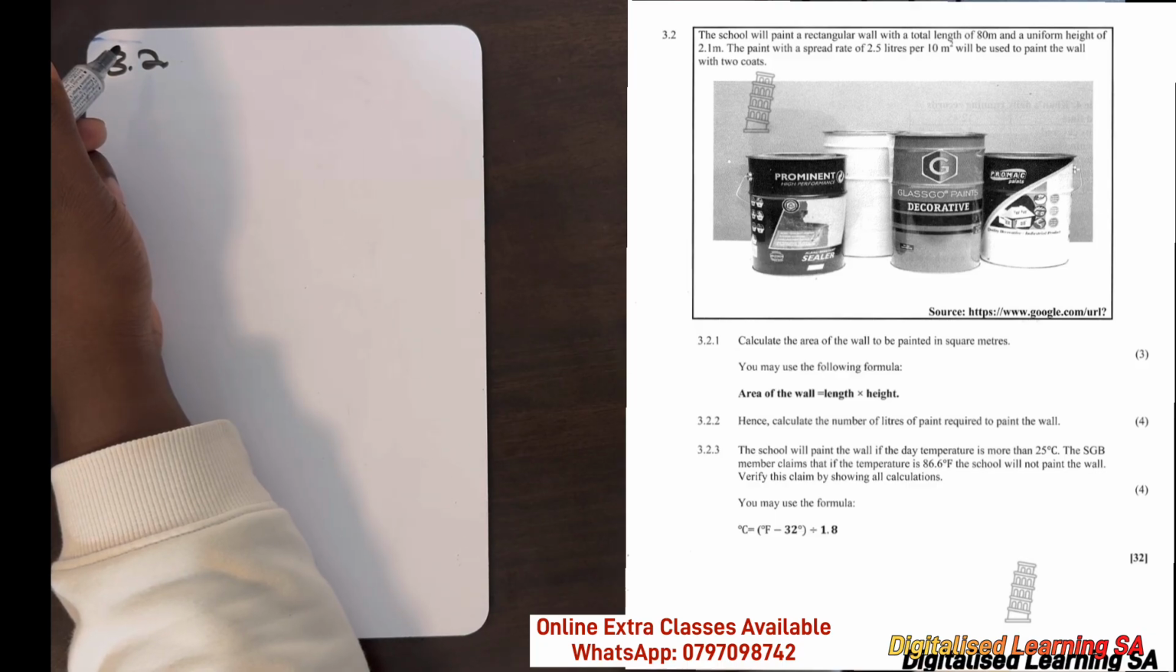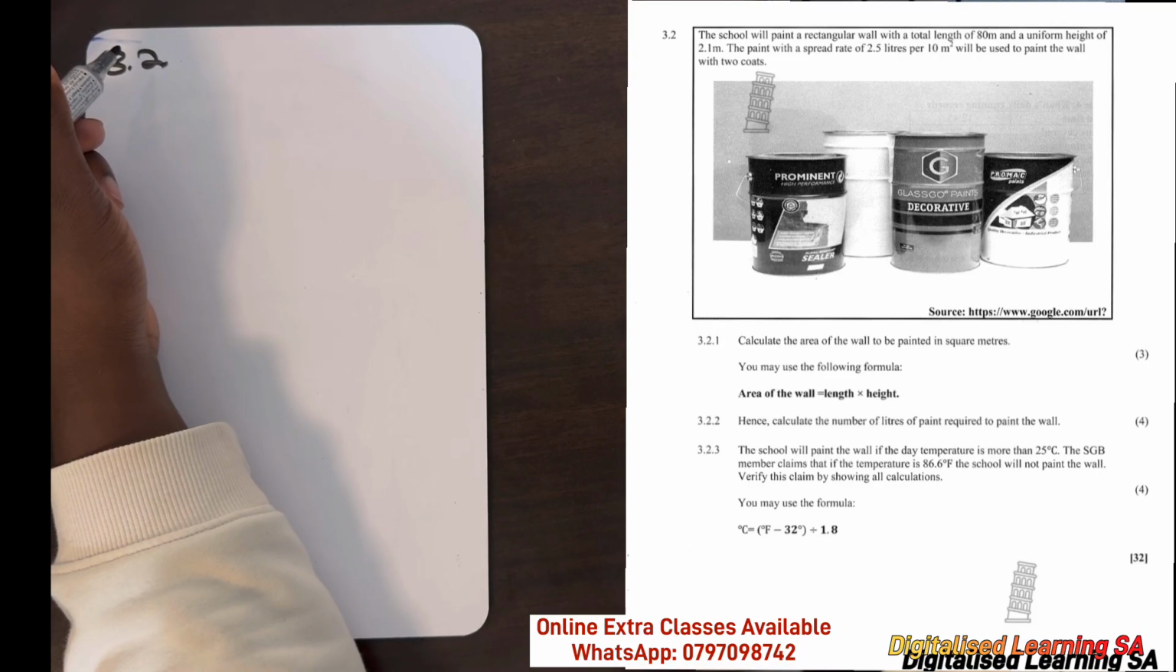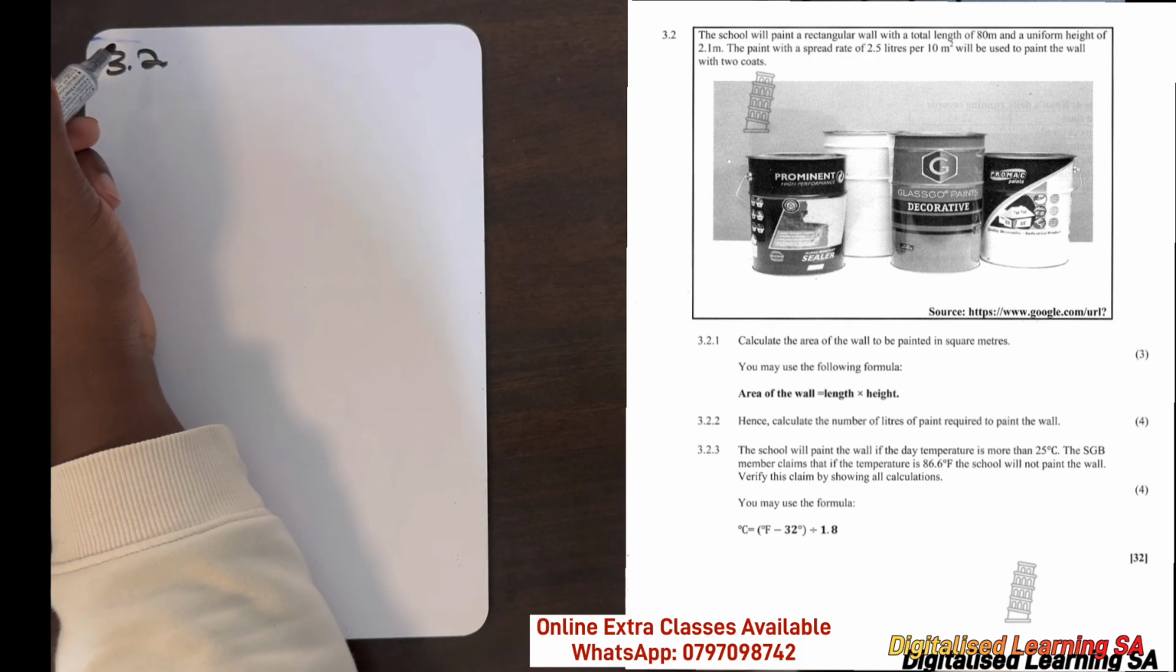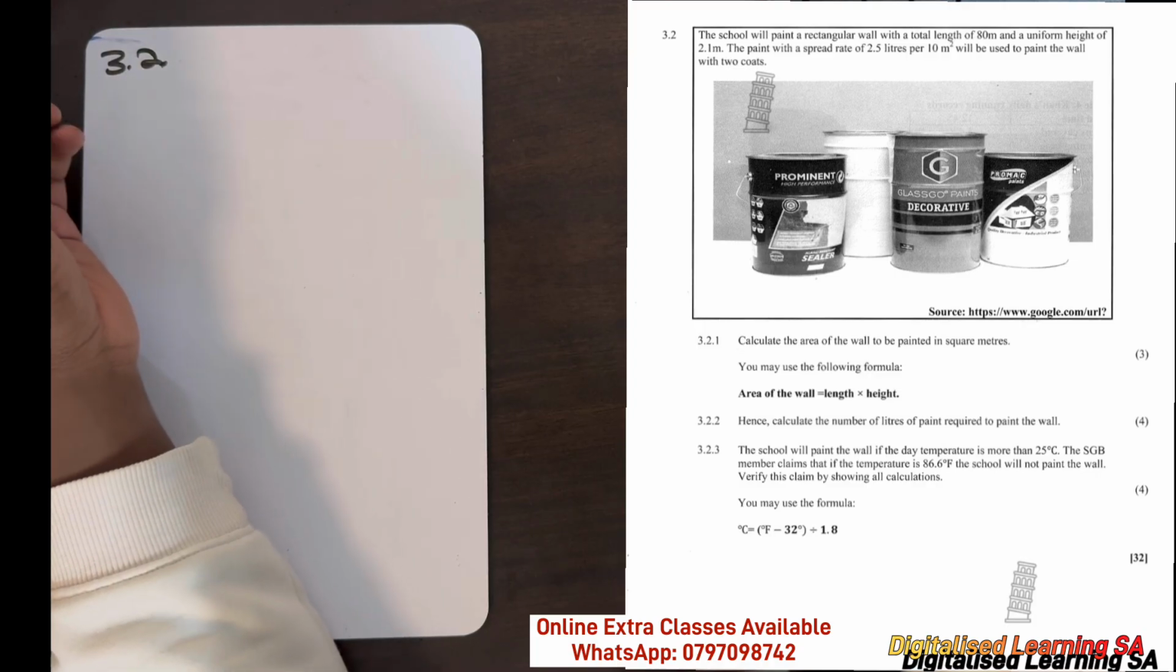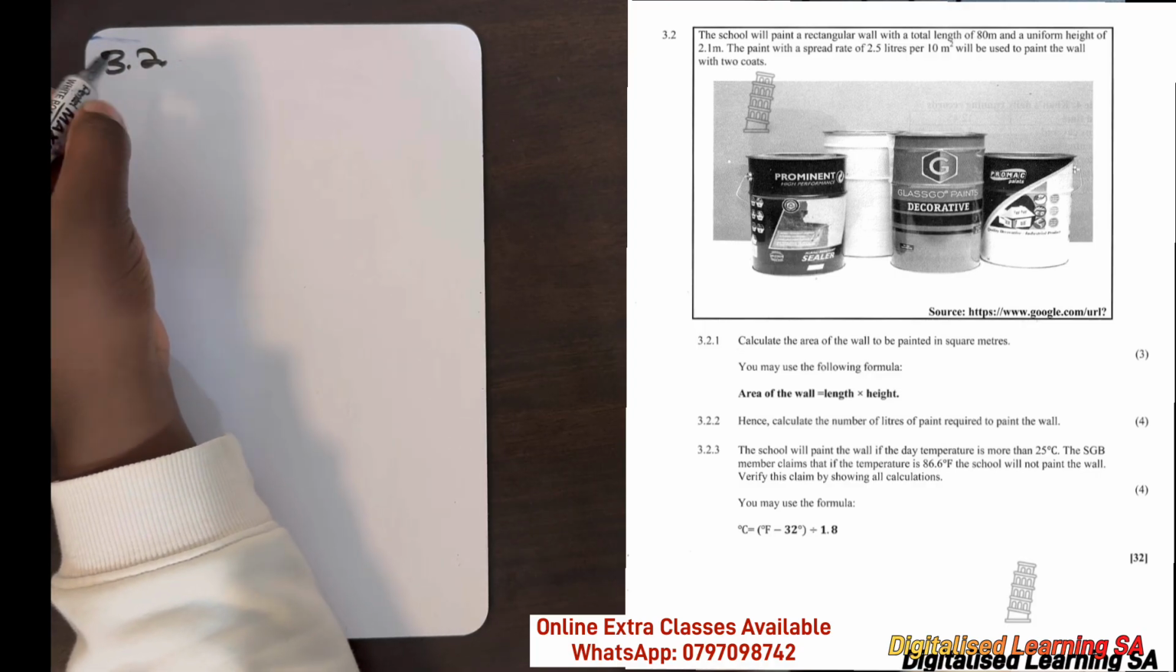and a uniform height of 2.1 meters. The paint with a spread rate of 2.5 liters per 10 square meters will be used to paint the wall with 2 coats. So what does the 2.5 liters per 10 square meter mean? It means that to paint 10 square meters, we will need 2.5 liters of paint. So without wasting any time, let's go ahead and answer the questions that follow.